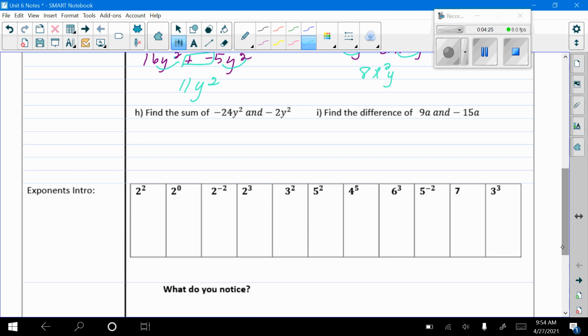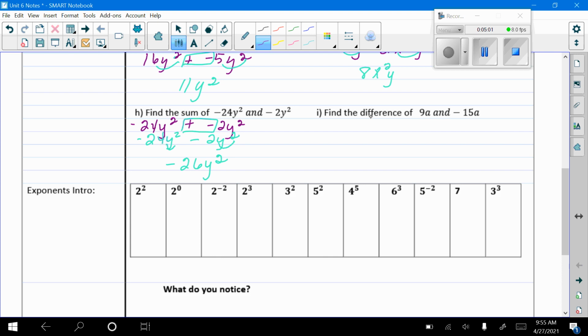Find the sum means I'm going to add, and it's going to be negative 24y squared plus the negative 2y squared. And again, I'm adding a negative, which means I'm actually subtracting. So negative 24y squared minus that 2y squared. Again, they are still y squareds, so they're the same item. And negative 24 and negative 2 of them gives me negative 26y squareds.